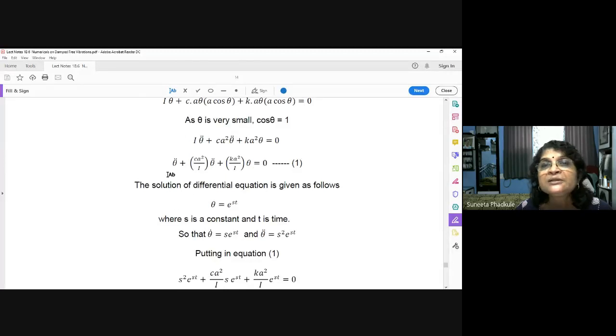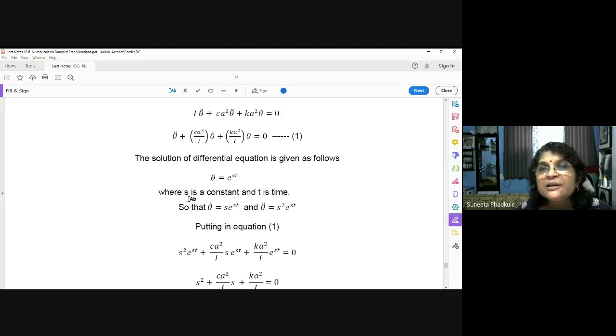This is your second order differential equation, the solution of which is given as theta is equal to e raised to st. If you remember, while studying this theory, that time also I told you that you will require this to solve the problem. So the solution of this differential equation is given as theta is equal to e raised to st, where s is the constant, t is the time.